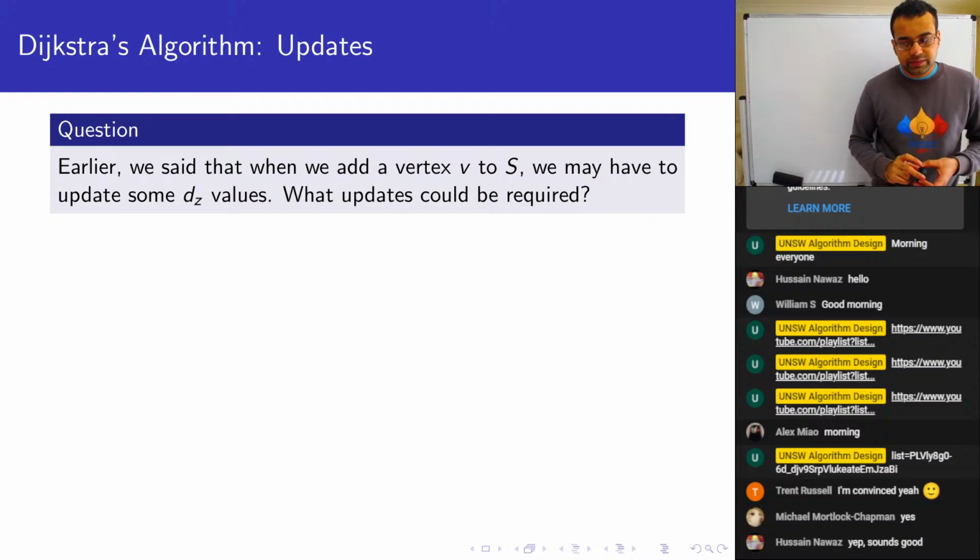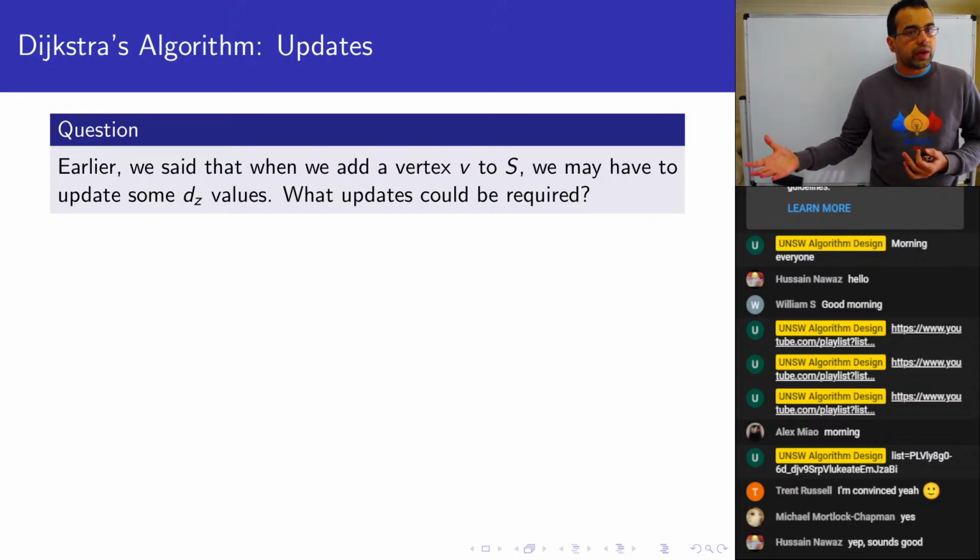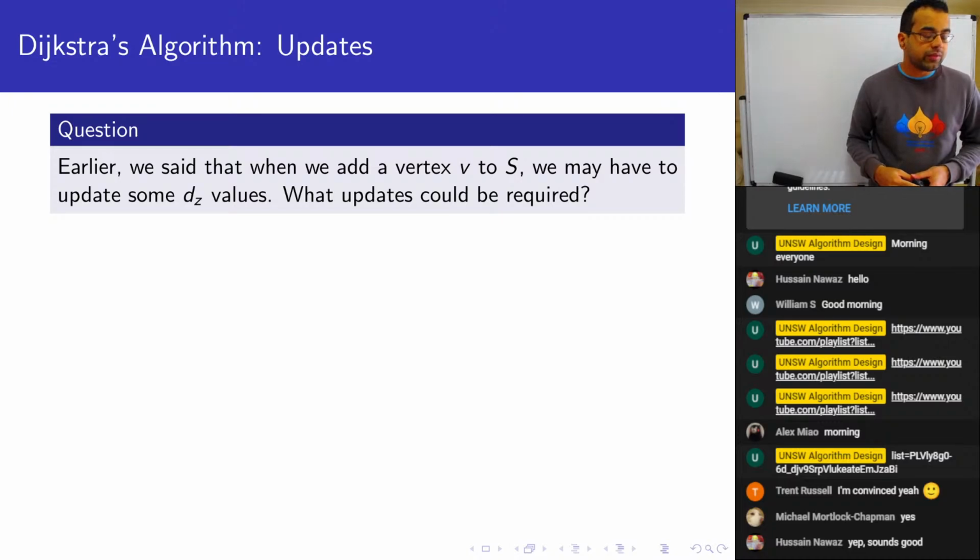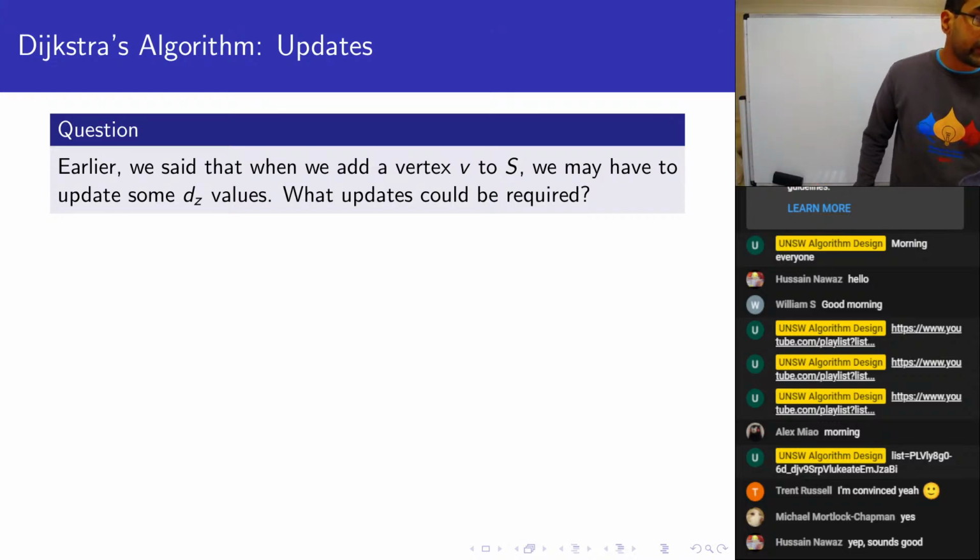Now, this might be still the same. It might still use the same vertices as before, but now that we have one extra vertex in my set S, I should consider paths that go through V on the way to Z. And so for some of those vertices outside the new S, we may need to change the dz values. And it appears like you might need to consider updates to all of those other vertices. But in fact, we can do a bit better than that.